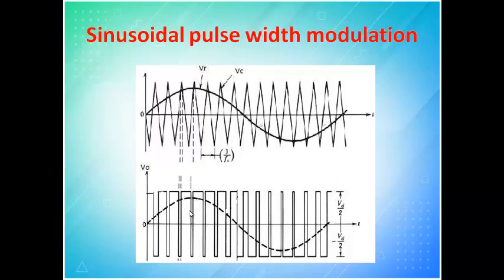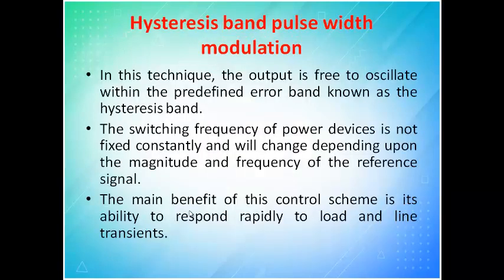The square with varying amplitude is nothing but similar to a varying output voltage with respect to time. When it is a varying output voltage with respect to time, it is like a sine. So that is why we call it sine PWM. Then comes hysteresis bandwidth modulation.